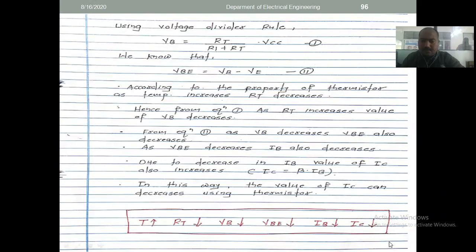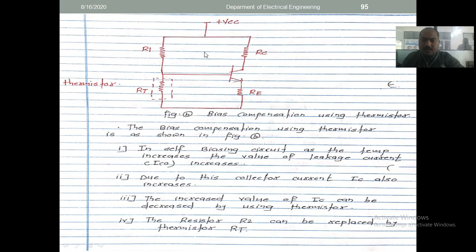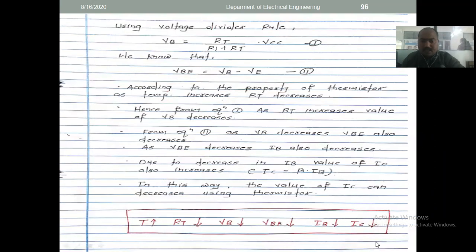So the base current also decreases. Input decreases indicate that output also decreases, right? Base current is nothing but the input, so it should decrease. So input decreasing causes output to decrease as well. That is nothing but the collector current also decreases. I am telling you this again.